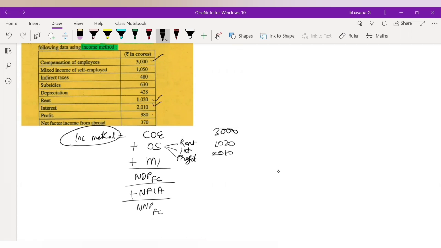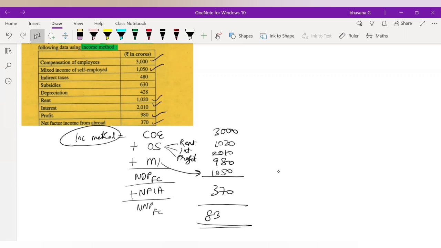2,010. What is the profit? Profit is 980. Then you have to write your mixed income. What is your mixed income? Mixed income of self-employed 1,050. So if you add all of this, you will get your NDPFC. With this, if you add your NFIA, what is your NFIA here? 370. If you add 370, you will get your NNPFC, that is nothing but 8430 crores. That is nothing but your national income also.